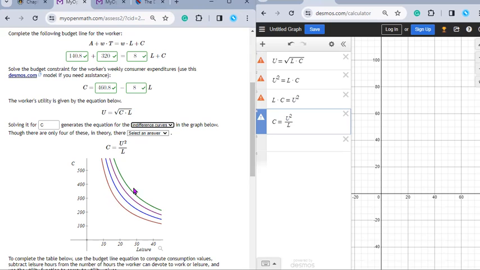Now, there's only 4 showing in this graph, right? But in theory, there are infinitely many of these indifference curves. There's infinitely many here. You just can't see them. I'm not drawing all of them, right?